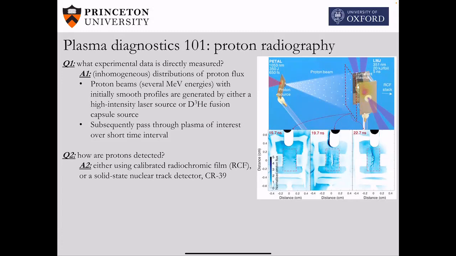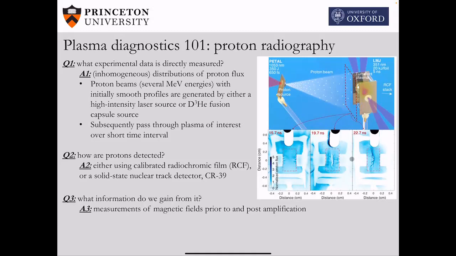For the laser proton beams, a calibrated radiochromic film stack is typically used. Alternatively, for the D3 fusion capsule source, a solid state nuclear track detector, CR39, is used, and then individual proton pits are actually counted using an automated scanning device. Just to give you a sense, this experiment was using a laser source, and these are from us. These are detected from RCF stacks, and these are 3 sample proton radiographs that we obtained, and you can see structures associated with the interaction region plasma.